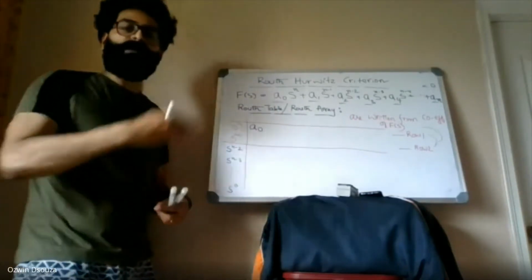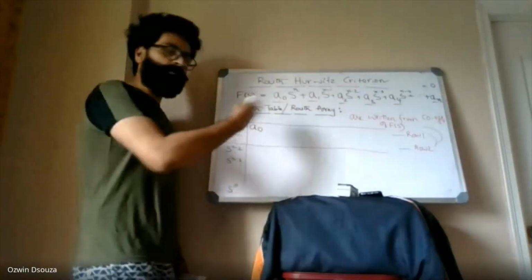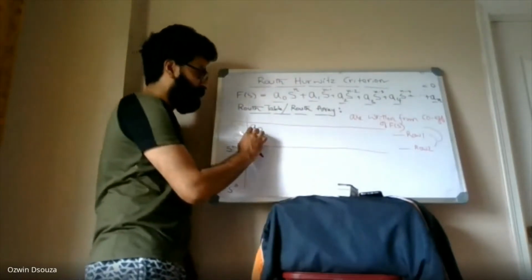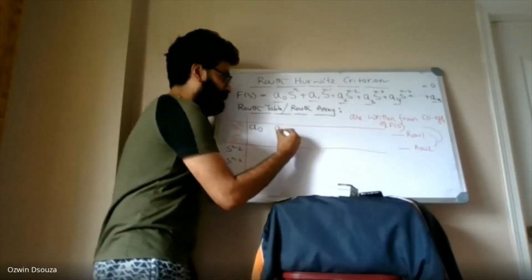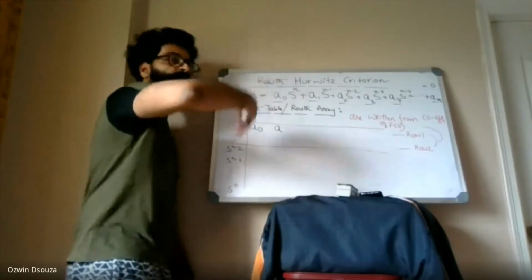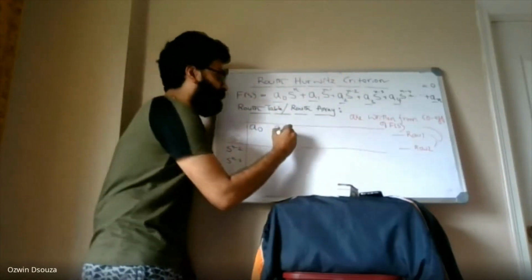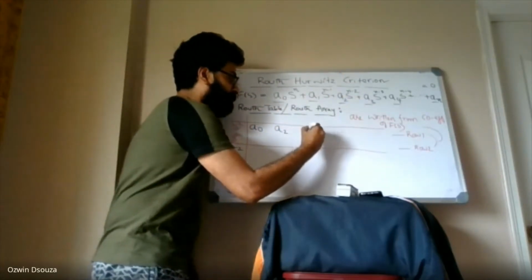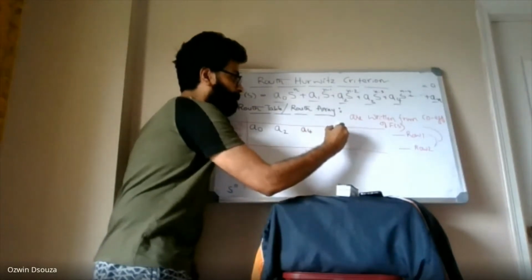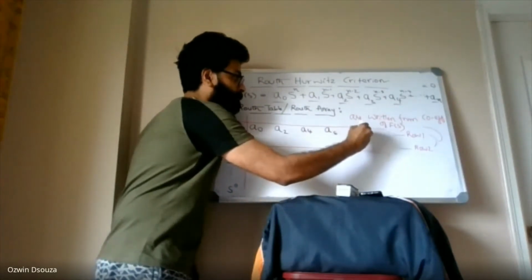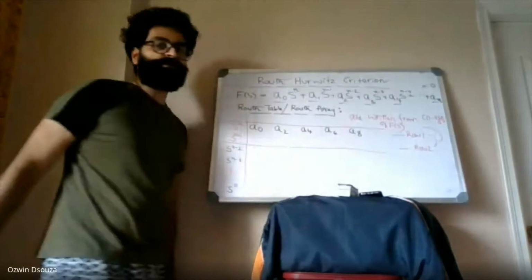After writing down a naught, alternate coefficients are written. What do you mean by alternate coefficient? A naught, and then you have to skip one and go to the next. So, a2, a4, a6, a8, so on and so forth.